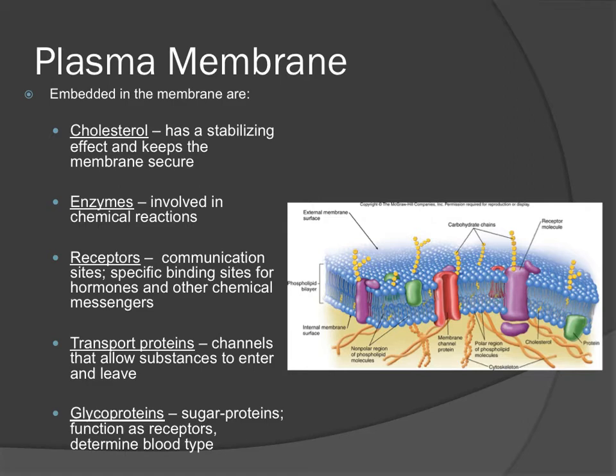Receptors are communication sites, specific binding sites for hormones and other chemical messengers. So in order to respond to changes in their immediate environment, cells must be able to receive and process signals that originate outside of their borders. So how do cells recognize these certain signals? Well, the cells have proteins called receptors that bind to signaling molecules and initiate a physiological response. Now, different receptors are specific for different molecules, such as insulin receptors binding insulin, for example. And so receptors bind to molecules that can pass through the plasma membrane.